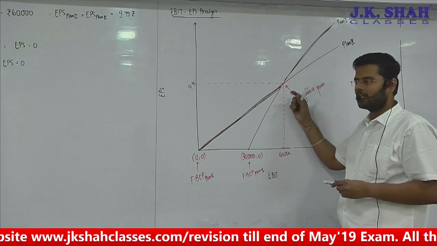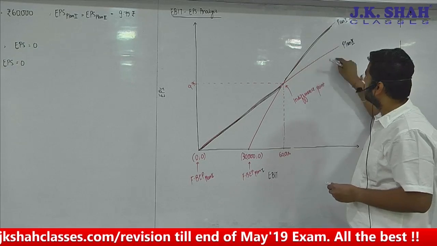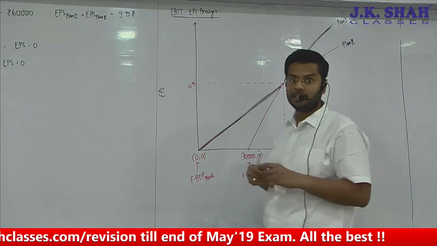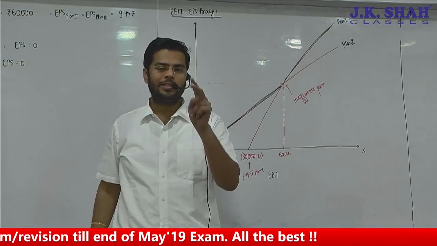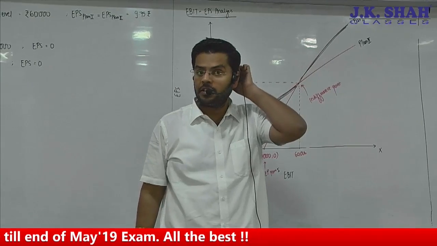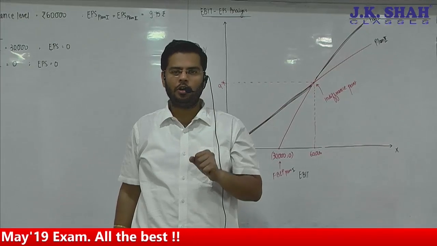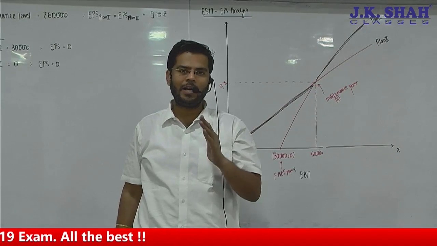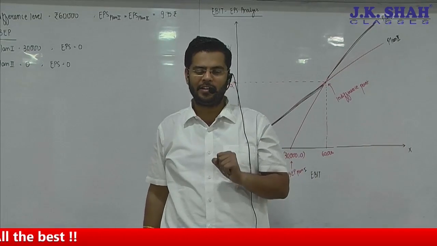Once we cross this level, the plan where risk is more becomes more beneficial to the company as it will maximize the EPS. Why is this happening? If you remember question number 2 of leverages, which we discussed in the chapter of leverages, debt brings advantage to the organization provided its ROCE is greater than the rate of interest.